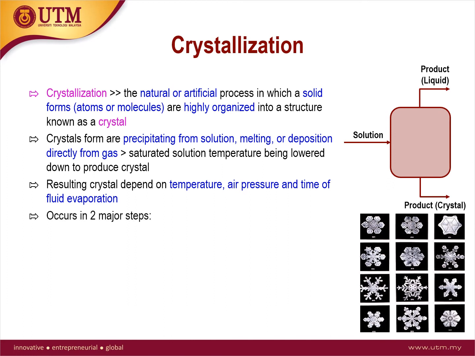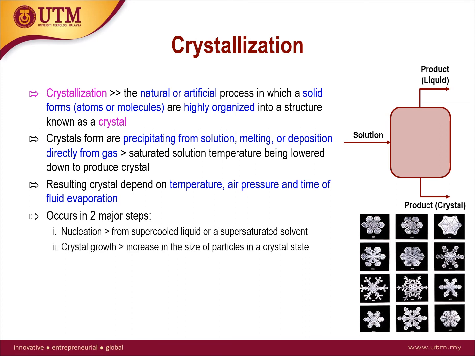Crystallization occurs in two major steps. The first is the nucleation step. The nucleation step is the appearance of a crystalline phase from either a supercooled liquid or a supersaturated solvent. The second step is known as crystal growth, which is the increase in the size of particles and leads to the crystal states. An important feature of this step is that loose particles form layers at the crystal face and launch themselves into open inconsistencies such as pores, cracks, etc.